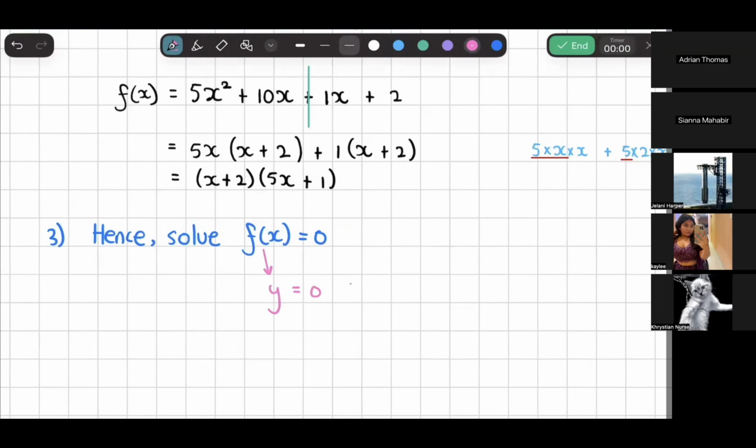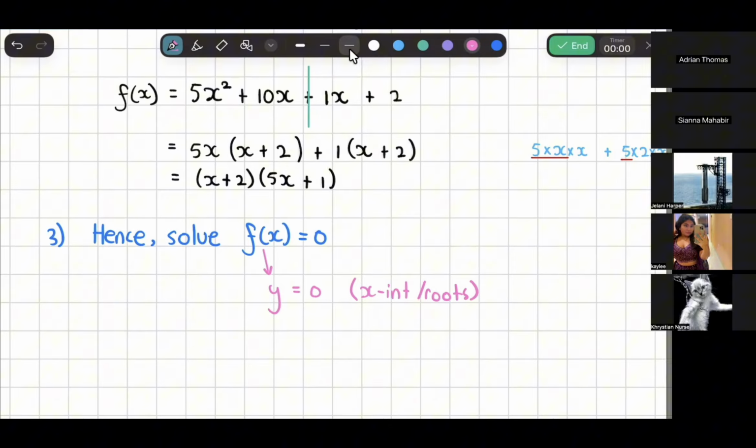So truth be told, they really want us to figure out the what over here. Adrian, tell me, what do they really want us to figure out? What do you call something when y is equal to 0? Intercept. Which intercept? X-intercept. Perfect. And another word for x-intercept is roots. So guys, anytime you see a question like this, where they say f of x is equal to 0, they really want you to go ahead and find the x-intercept or the roots. They mean the same thing.